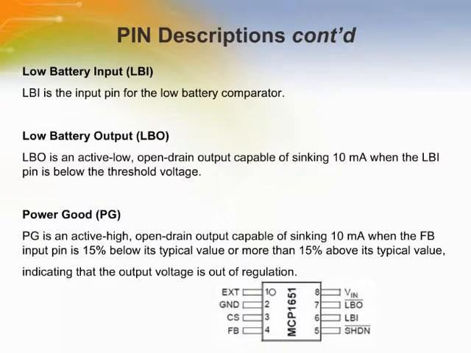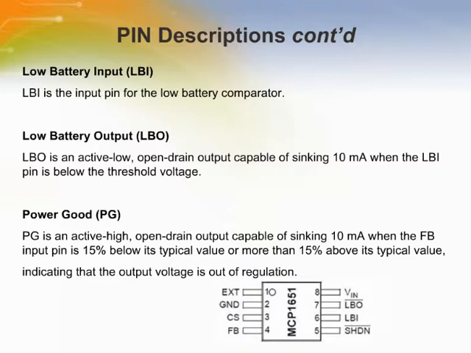The low battery input is used for the low battery comparator. When the voltage on this pin falls below the nominal 1.22 volts threshold setting, the low battery output, an open drain, is active low. LBO is an active low open drain output capable of sinking 10 milliamps when the LBI pin is below the threshold voltage.